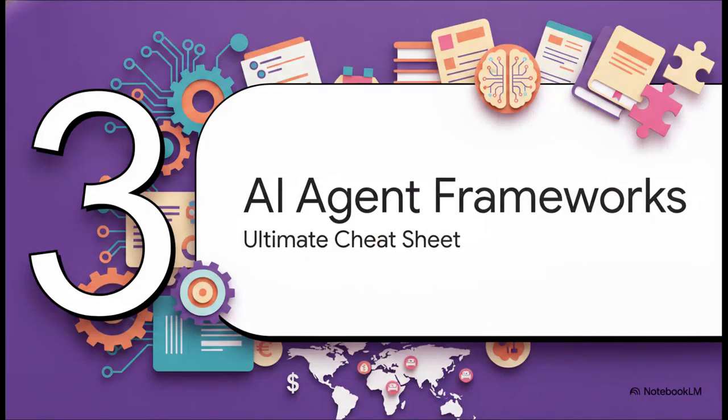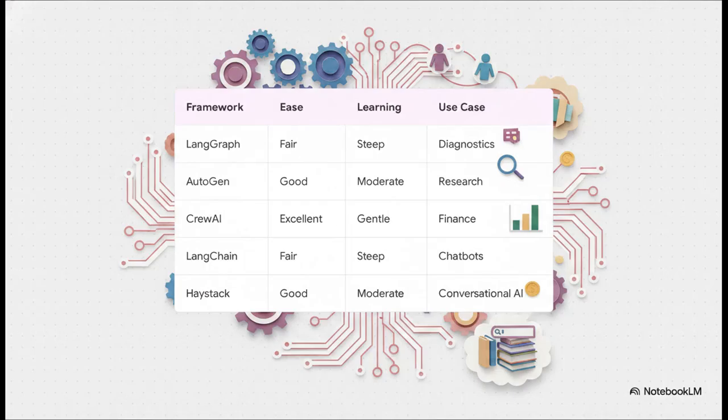Moving right along, choosing your AI framework. Let's look at the ultimate cheat sheet. Let's see how this builds into the broader development ecosystem. Knowing how these agents work and the challenges they face, how do you actually pick the right tool to build one? Well, looking at this breakdown, you can really get a sense of the distinct flavors of these frameworks.